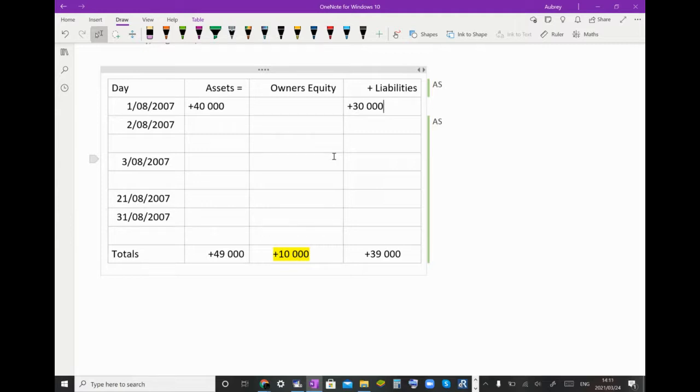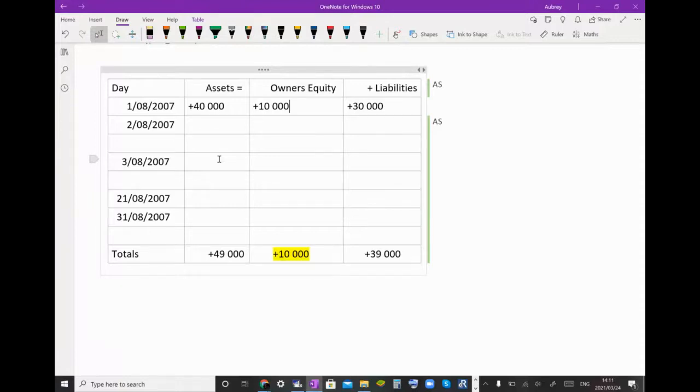The capital contribution is 10,000. Now, how does a capital contribution affect owner's equity? It increases owner's equity. So here we're going to put a plus 10,000. Another way you can quickly check whether you're on the right path is to look at the accounting equation.